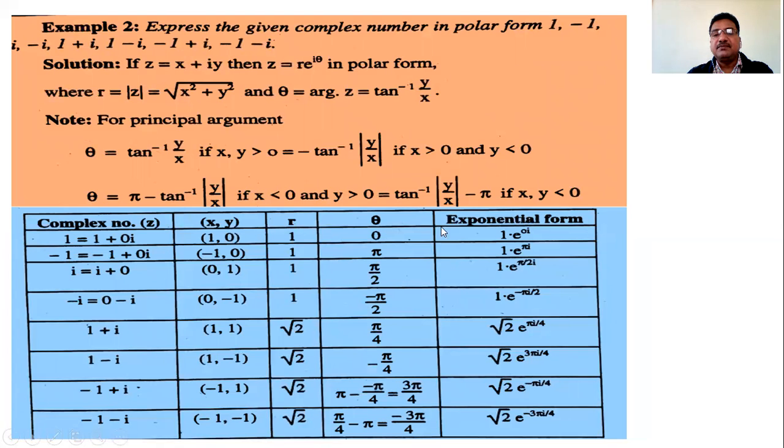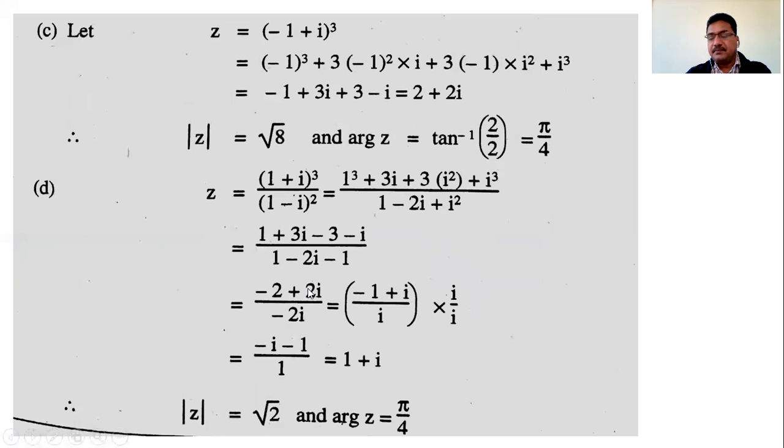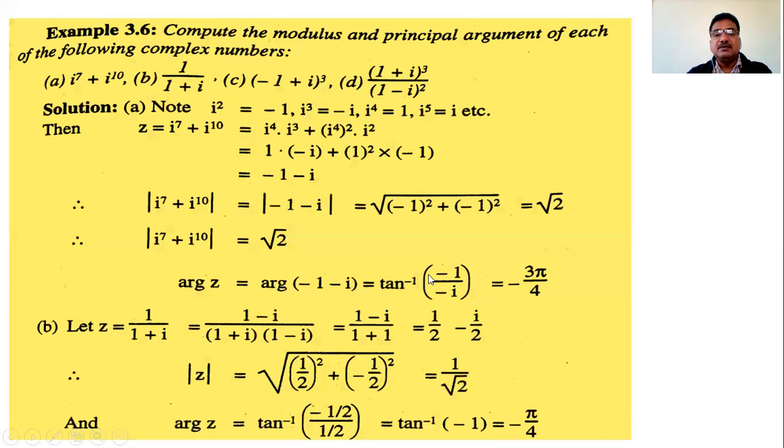Both are negative. Therefore, the argument is tan inverse of mod y by x, minus pi. Write the formula here. The argument of that number is tan inverse of mod y by x minus pi. So we have the answer minus 3 pi by 4.